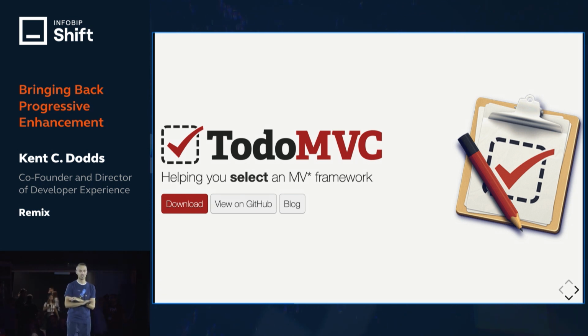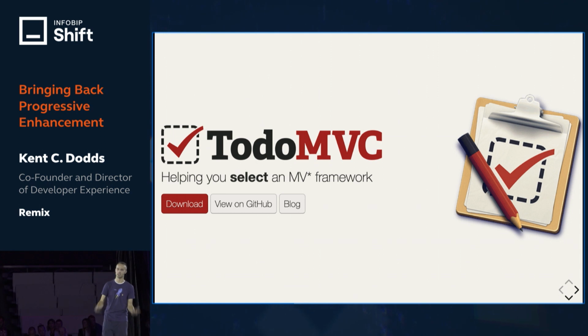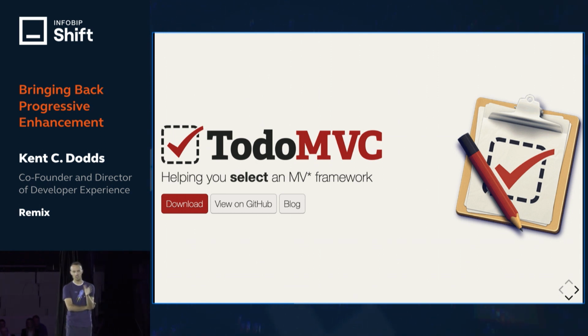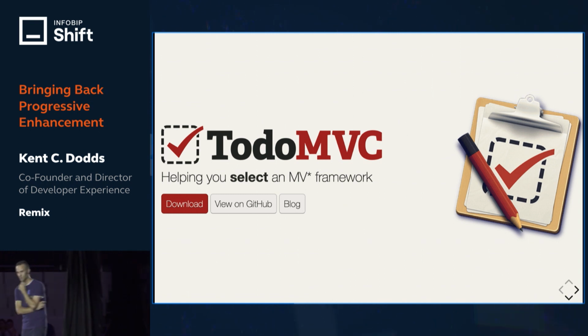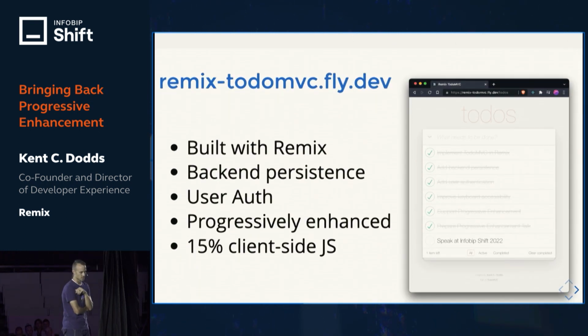And that is like the antithesis of progressive enhancement, right? Like we are enabling the experience now with JavaScript. And that's around the time that I entered the web development world. So I rebuilt the To-Do MVC app with Remix, and there are a couple of differences in my implementation.